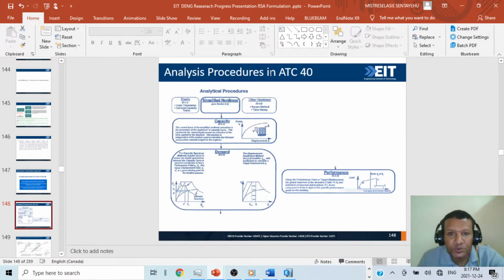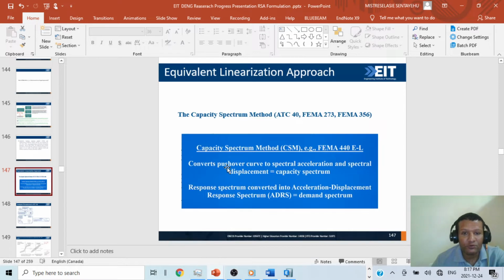So the analysis procedure in ATC 40 for this method: how to change the curves, as I showed you, convert the pushover curve to spectral acceleration and spectral displacement, convert the response spectrum to an acceleration displacement response spectrum, and lay one graph over the other graph, then find the performance point. So we shall see.